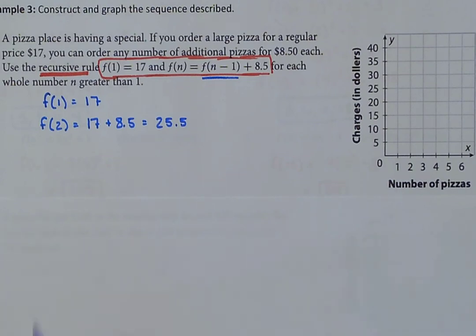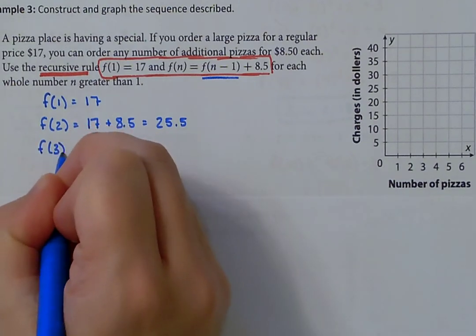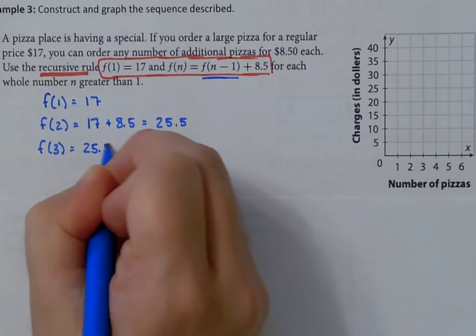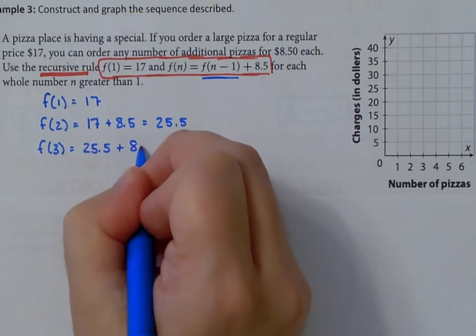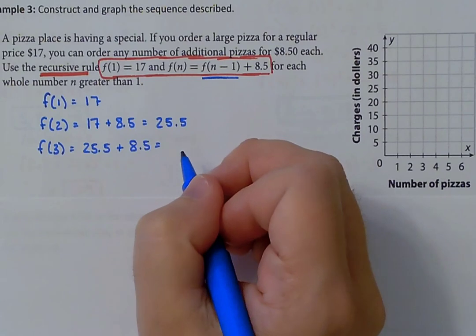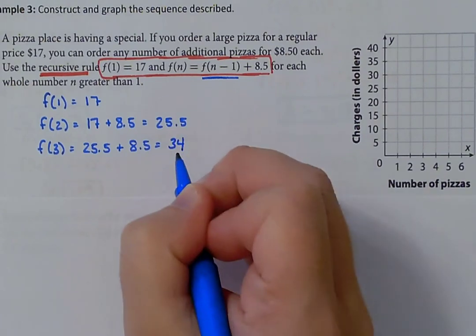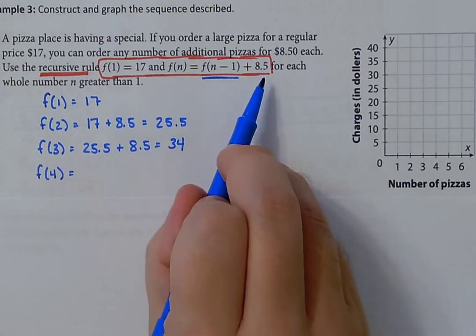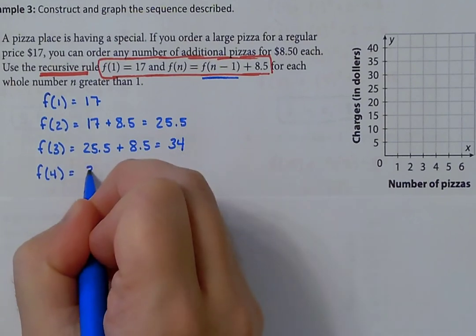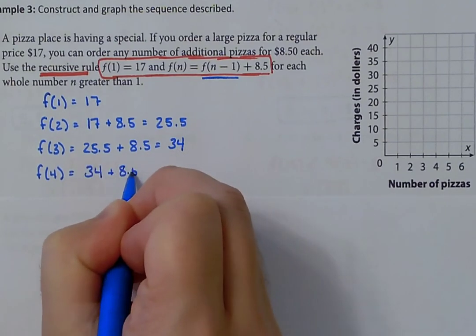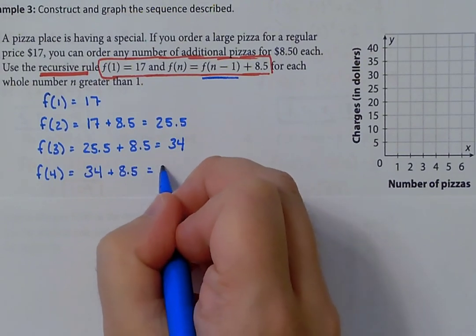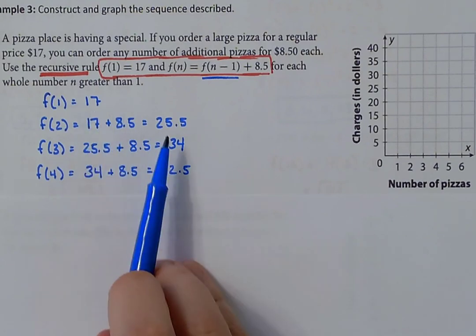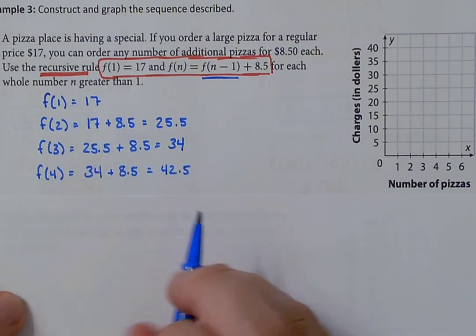And then for the third term, just like we did in example 2, take our previous term, which is 25.5, and then add 8.5. So 25.5 plus 8.5 is 34. And then for f of 4, again, previous term plus 8.5. So 34 plus 8.5 is going to give me 42.5. So my first term is 17, then 25.5, 34, and 42.5.